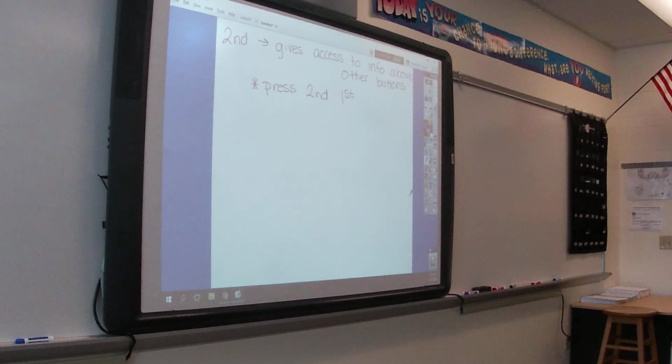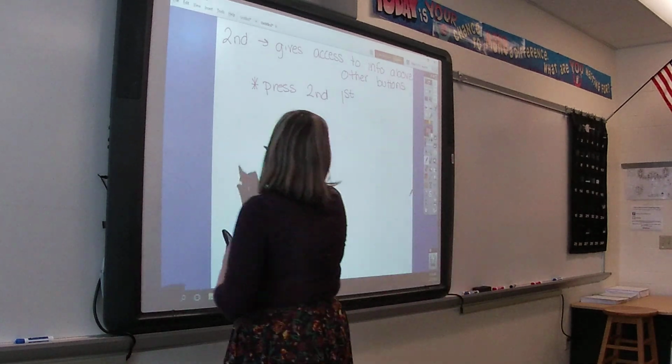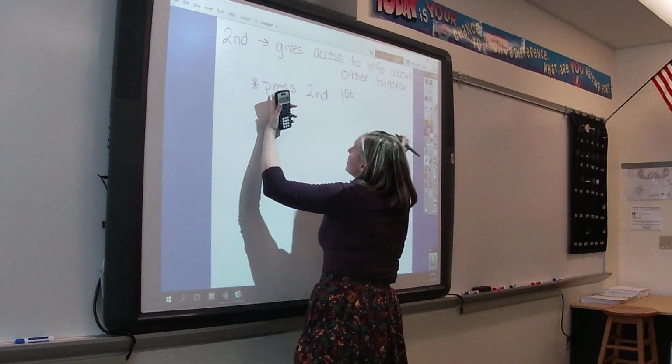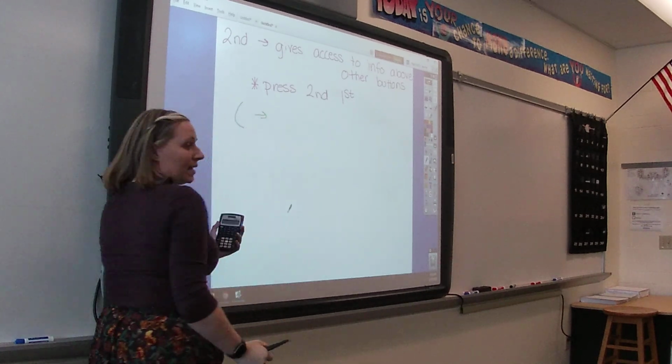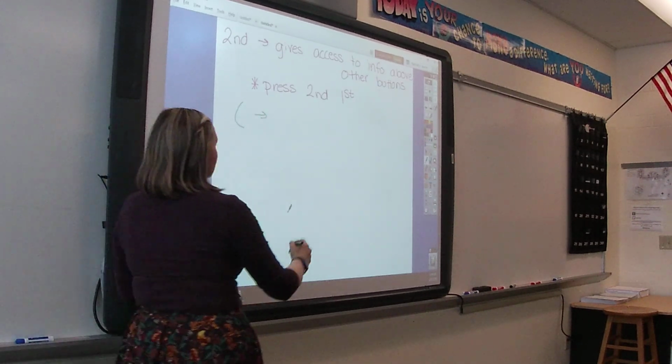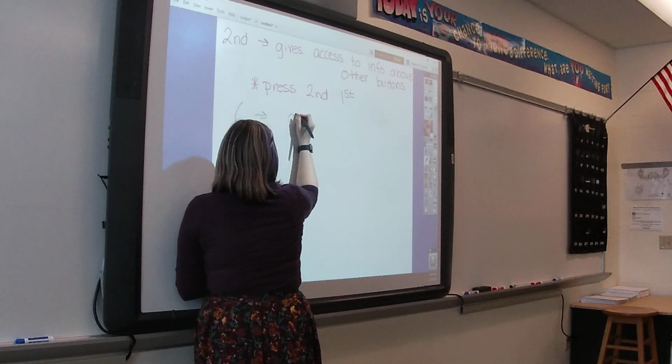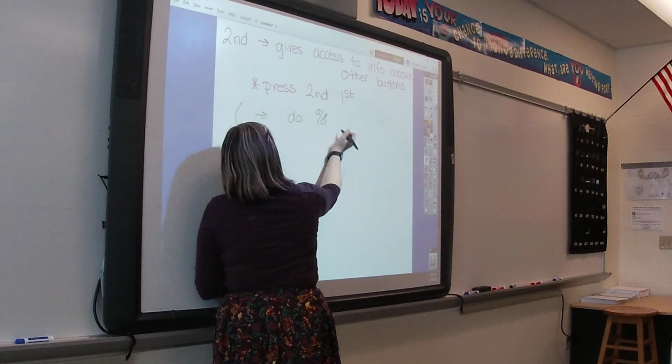Okay, so one of the big things my students tell me is that they're bad with percents. Your calculator will do percents for you. If you look above the 8, there's your open parenthesis, but in the light writing above it, there's a percent symbol. That allows you to enter percents. So if you press second, because we're always doing that first, and then you press your open parenthesis, that will do percents for you.